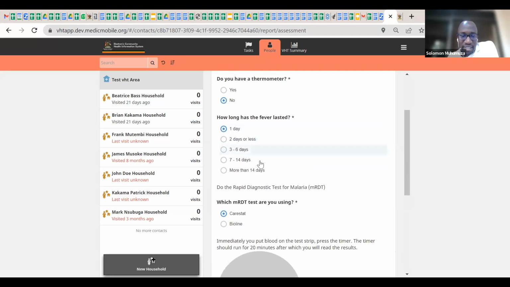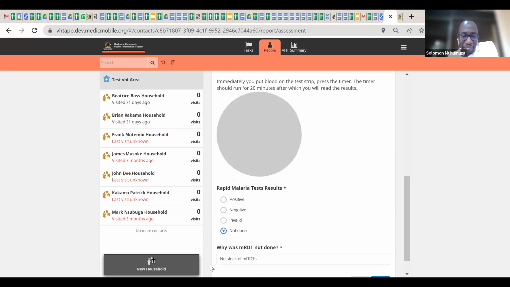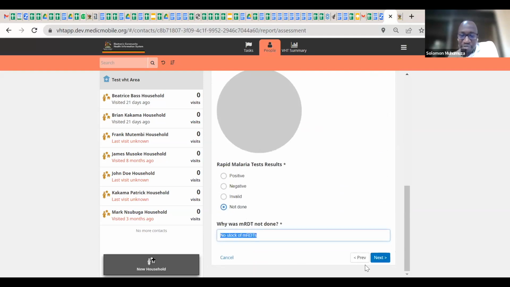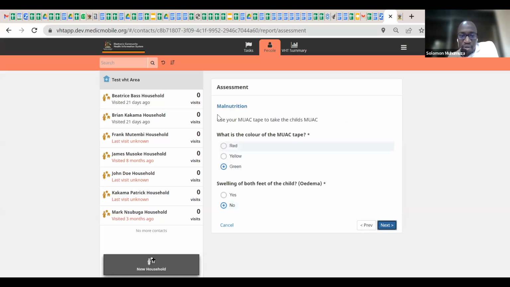The fever has lasted 1 day, and they need to do an MRDT, but they still don't have an MRDT. So I put that they are not done, and the reason is no stock of MRDTs. Next is HIV or TB infection; fortunately, this one doesn't have any exposure. Does the child have any exposure to TB? I've also selected no.